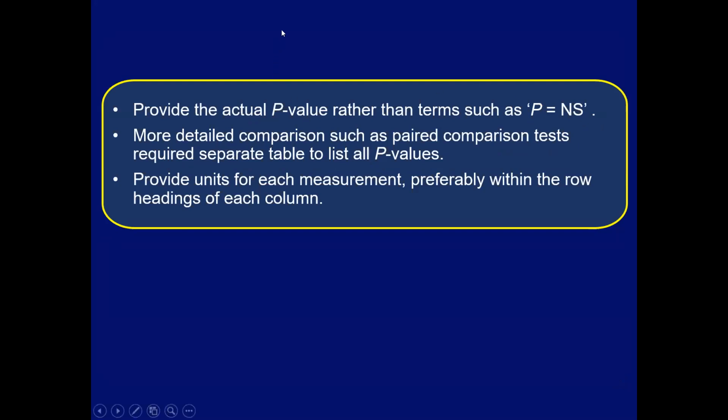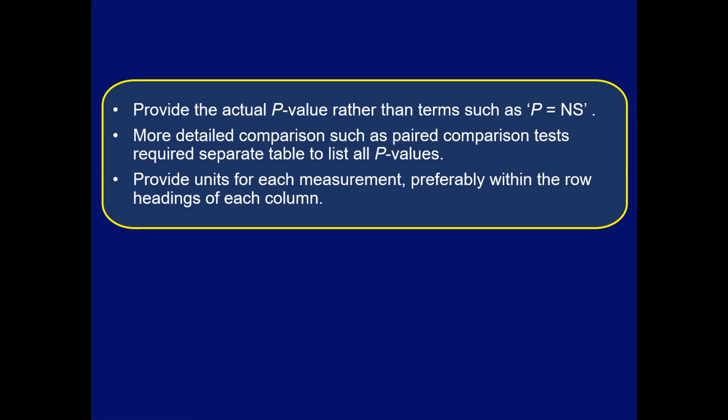Provide the actual p-value rather than terms such as p. Sometimes a lot of authors or students try just to make it easy. They think they're going to make it easy, so everything is abbreviated, and this sometimes is annoying and confusing to the readers. So instead of writing p equal to ns, non-significant, or s for significance, try to write the p-value number, and then you can define that number according to the significance interval between two brackets later on.